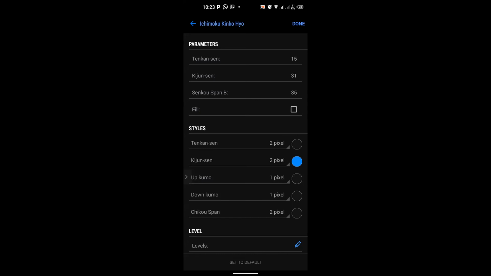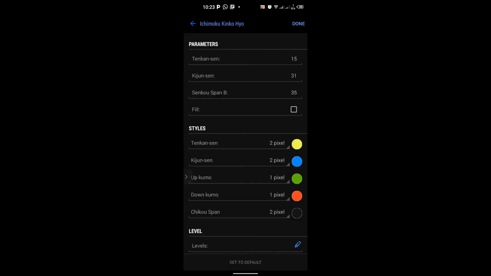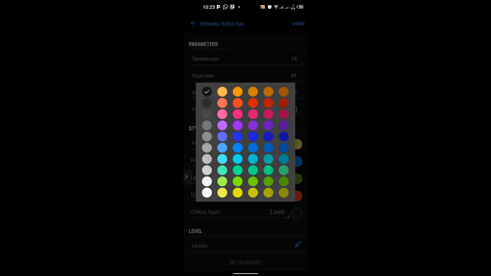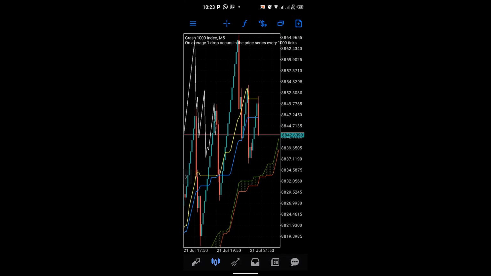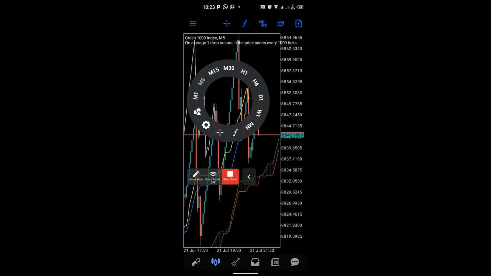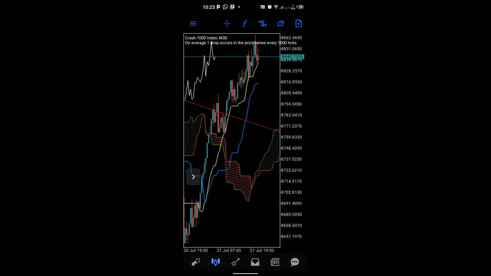With the styles, we have the Tenkan Sen, which is yellow. Kijun Sen is royal blue, per my class and per my color codings. We have the up Kumo, which is green, the down Kumo, which is red, then the Chikou span. So we add it. Let me change it to 15 minutes or 30-minute time frame.